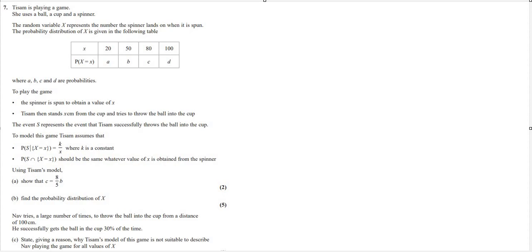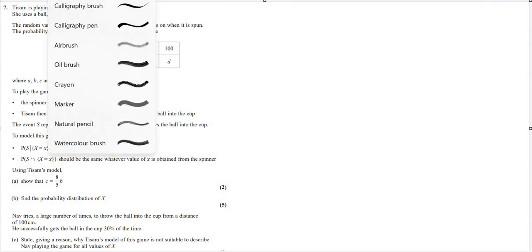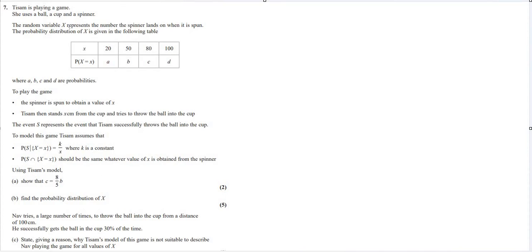So here's the probability question. Let's see if we can get through this without Rosalie getting angry with me. I'm going to look first of all at the probability of the spinner. Okay, so we've got a spinner. The spinner is spinning. This tells me the probability of that spinner.